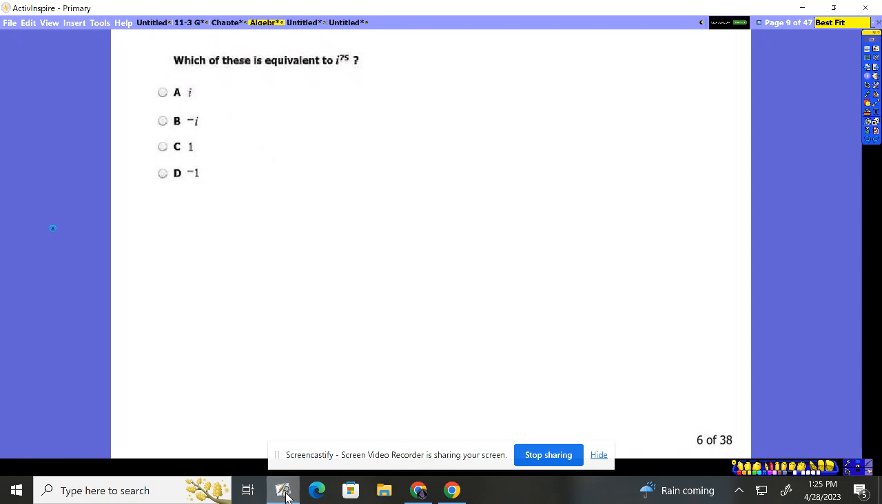Number 6, which of these is equivalent to i to the 75th? Well, remember, i itself, the imaginary number, is simply the square root of -1, so it's just a single i. If we have an i squared, that's going to be a square root of -1 times another square root of -1, which is going to give you a -1 answer.